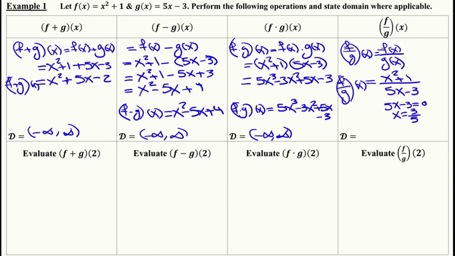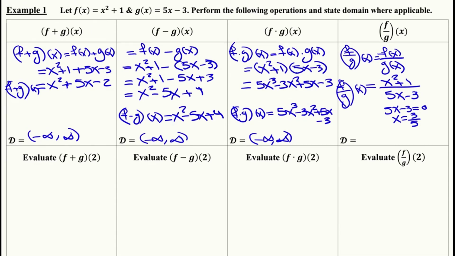The only exception being the last one, we need to make sure that we exclude 3/5 from the domain of f over g. So basically the way we handle that is we'll say negative infinity all the way to 3/5. We're going to exclude that, so we'll use parentheses. Union, we can have everything after 3/5 as well. So 3/5 comma infinity. So that's how we compute the domain for those.